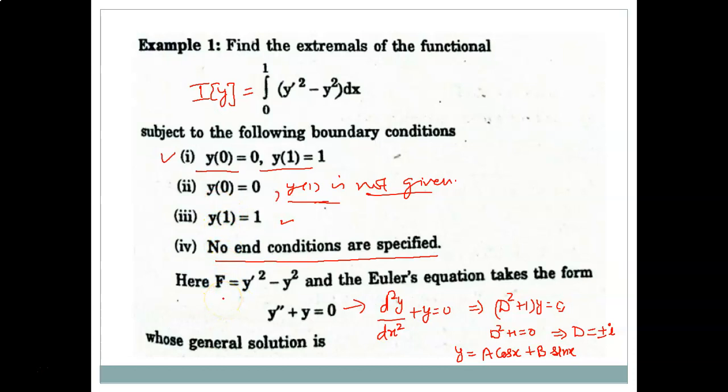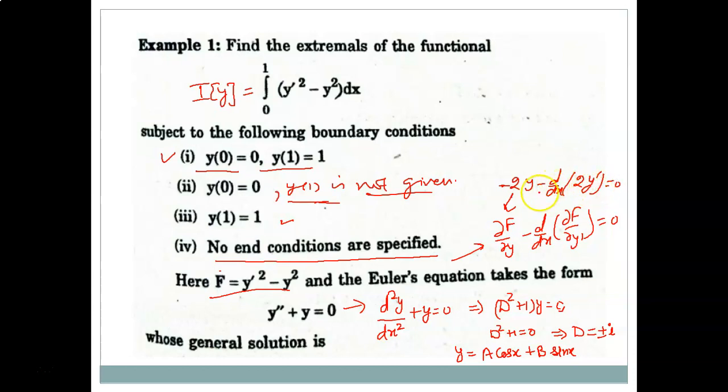You see, in the second part, the functional is this, so you can take capital F equal to this thing. Now the Euler equation, the general Euler equation, is ∂F/∂y minus d/dx of ∂F/∂y' equal to 0. That will give you the value of ∂F/∂y, which comes out to be 2y, and d/dx of ∂F/∂y', which is minus 2y', equal to 0. When you again differentiate it, the value comes out to be minus y'' equal to 0, and this is nothing but the situation given over here, y'' plus y equal to 0.